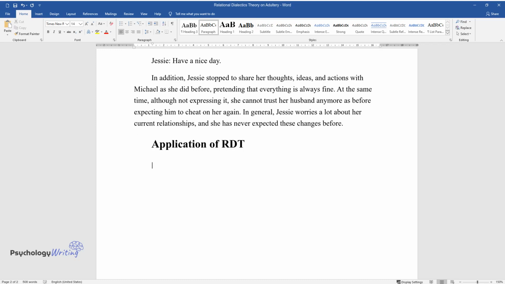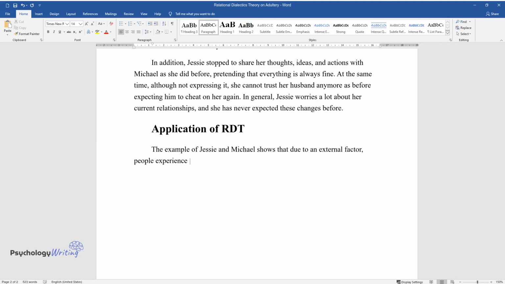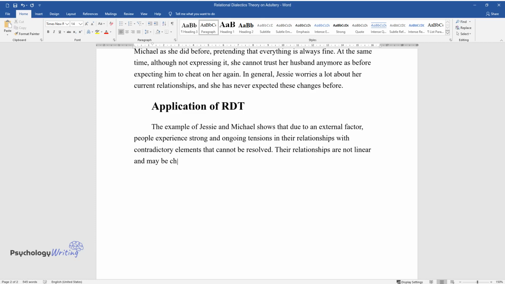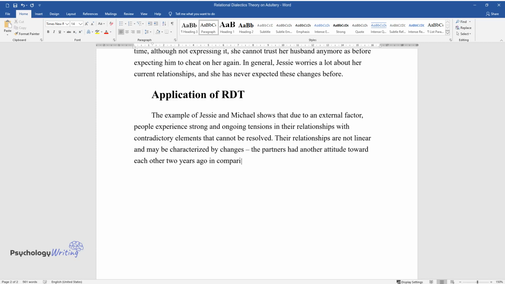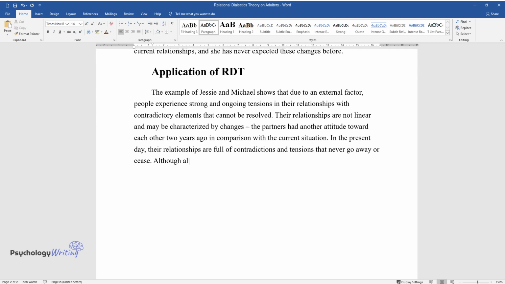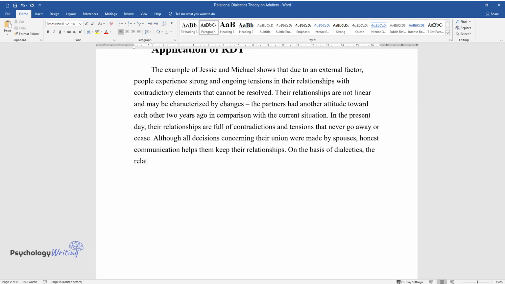Application of RDT. The example of Jesse and Michael shows that due to an external factor, people experience strong and ongoing tensions in their relationships with contradictory elements that cannot be resolved. Their relationships are not linear and may be characterized by changes. The partners had another attitude toward each other 2 years ago in comparison with the current situation. In the present day, their relationships are full of contradictions and tensions that never go away or cease. Although all decisions concerning their union were made by spouses, honest communication helps them keep their relationships. On the basis of dialectics, the relational life of Jesse and Michael may be regarded in the following way.